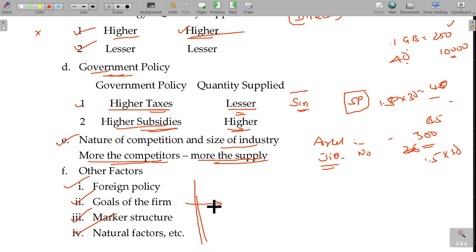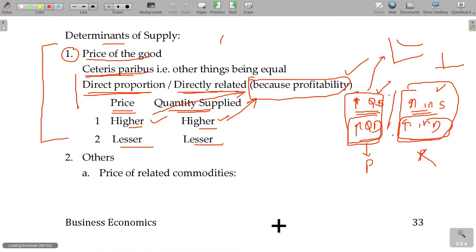Management, the company will have a policy. We have 1 lakh units of sales. Can we make it 1.5 lakhs at any cost? Increase the cost and reduce the sale price, whatever it may be, we try to increase. In such a way the company may have policies or goals. Those goals will also be a reason for the effect on supply. Market structure will also be a reason. Natural factors are also a reason. So these are the factors we have.